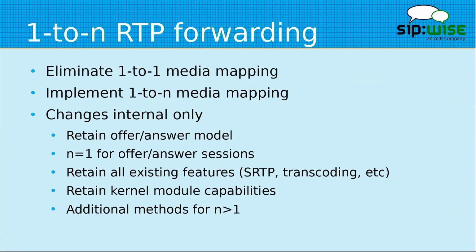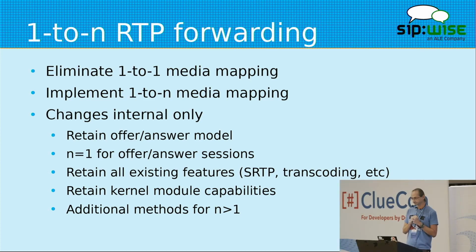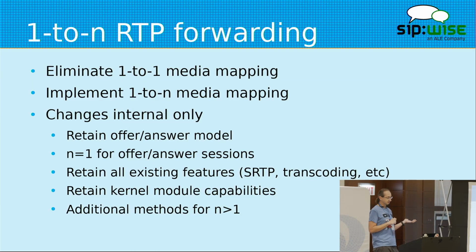The design goal in this change that we made is that we needed to get rid of the one-to-one mapping completely, only have one-to-n media mapping in the whole code base, and that this change should be internal only. So for the existing offer-answer model, it should be transparent. To the outside world, there should not be any noticeable difference. And for all the calls that are set up through offer-answer, you would have one-to-n media forwarding, but n would just be one.